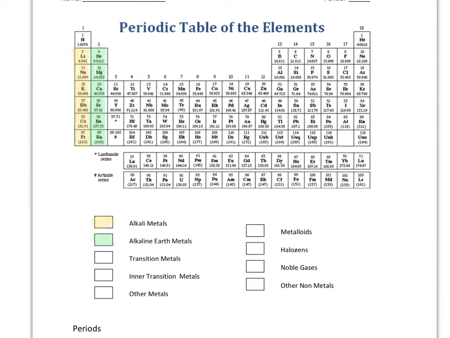Next, we're going to color the transition metals. Those are group 3 all the way to group 12, this big block on the periodic table here. And again, if it's a lot of coloring, you can always just highlight them instead of coloring them in.